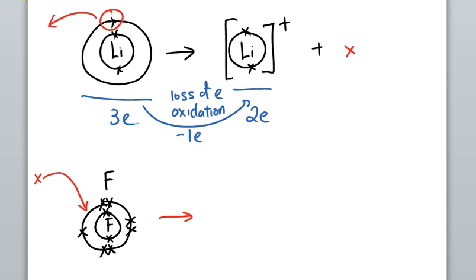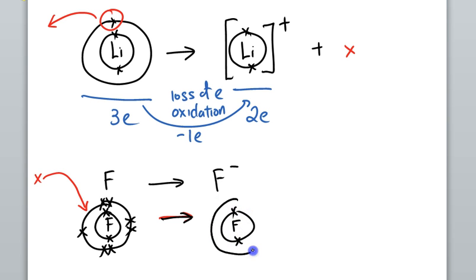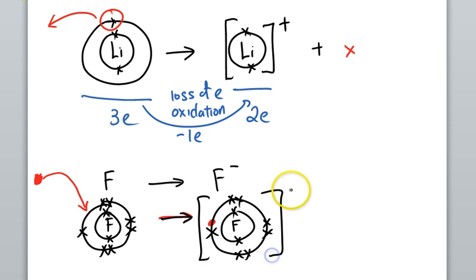So what does it become? This F will become an F minus. So how are you going to draw it? 1 shell, 2 shell. Maybe I shouldn't use a cross there, use a dot to indicate it's an electron from elsewhere. Minus. So you can see here actually that an electron is added to fluorine.